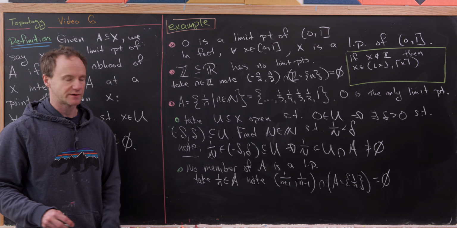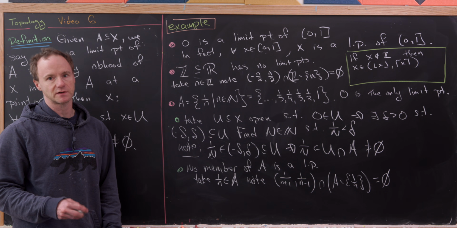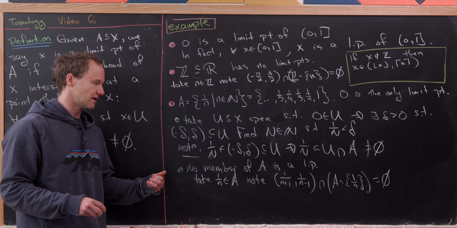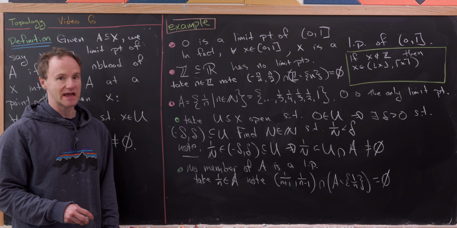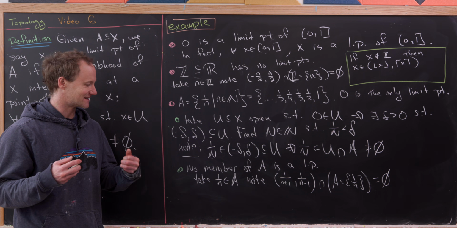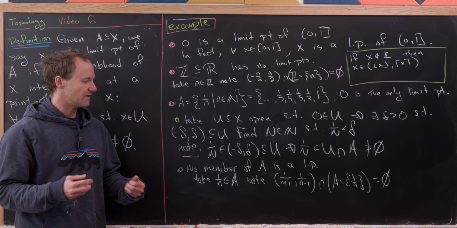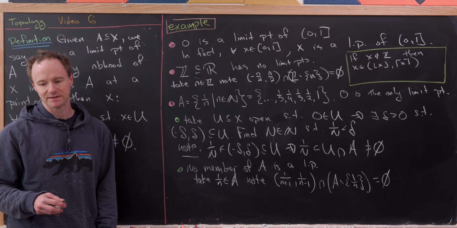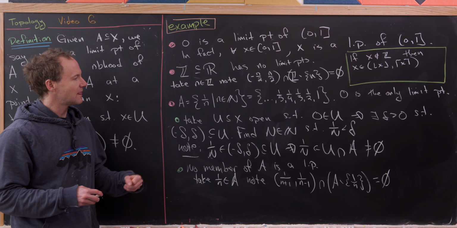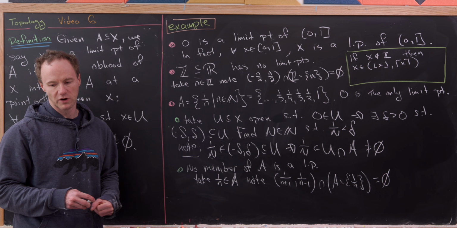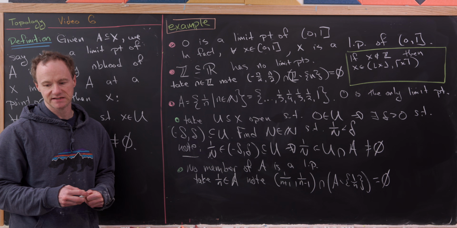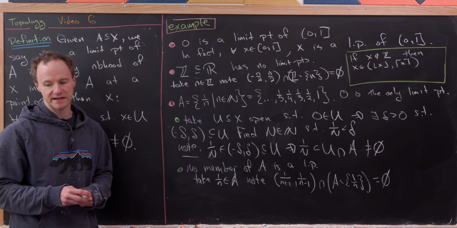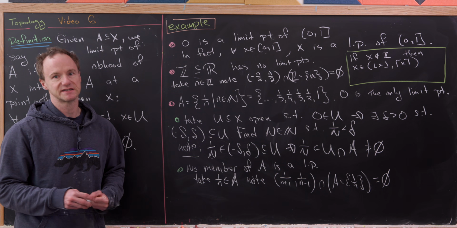So what we did is we found an open interval, in other words, a neighborhood of 1 over n that does not intersect A in a place other than itself. But that means that 1 over n cannot be a limit point. And then maybe as a little bit of a homework exercise, I'll let you show that nothing else inside of the interval from 0 to 1 is a limit point of this set.